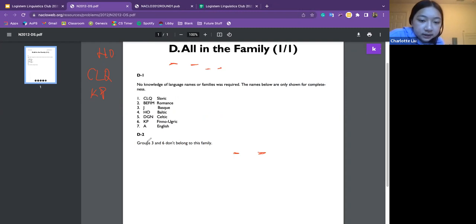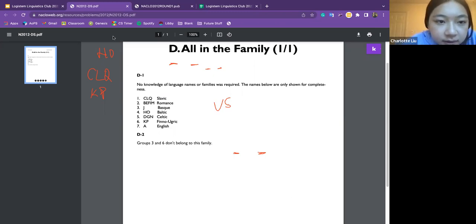And then the last part, here, 3 and 6 don't belong to the family. The reason for this: we probably want to see the two that have only one in each category. So that's English, number 3 and number 7. But like I showed before, English does have some words similar to Latin. So that's why English isn't one of these. So that's 3. And then we can look at the ones that have 2. Once again, H and O have the VS thing that South Slavic languages have. So then K and P are left. So 3 and 6 don't belong to this family.